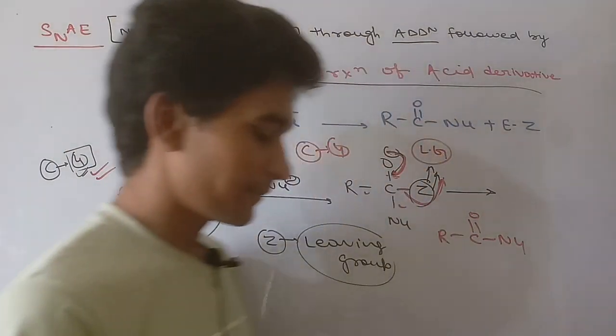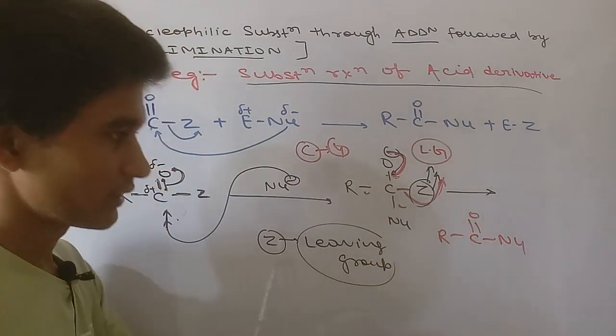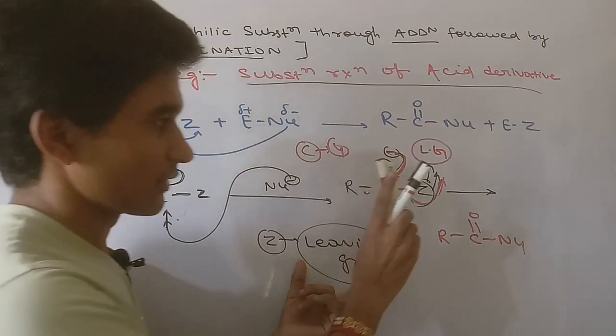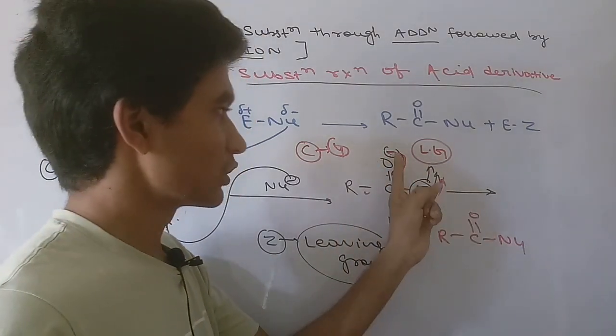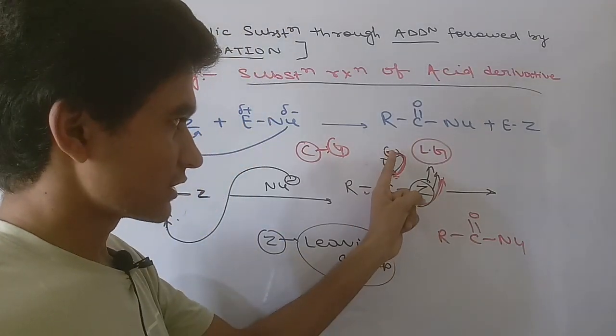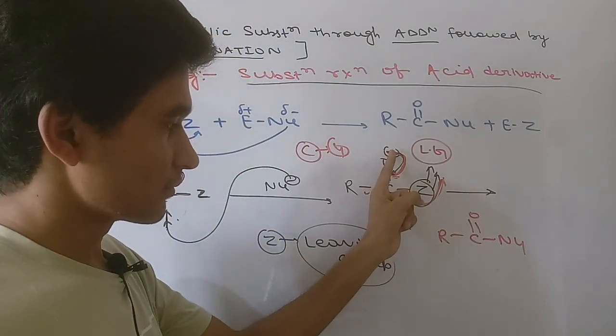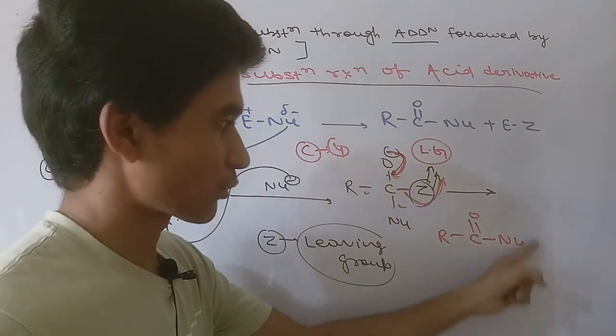Mind what I have said: if this Z is not a good leaving group, then oxygen has to find another way to remove this negative charge. What it does now is make a double bond with carbon by putting its extra charge there, and the product is here.